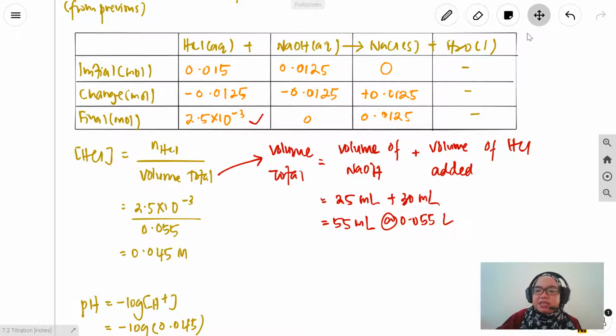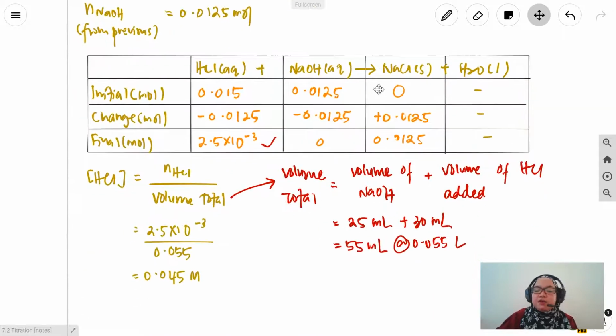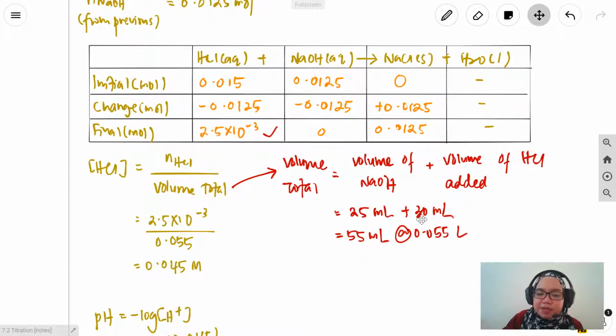So, yang berapa itu tadi HCl added? 30 ml. All of them. Okay, 30 ml. So, 25 ml plus 30 ml is equals to 55 ml or 0.055 liter. So, bila kita substitutekan dia punya value here, we got the concentration of HCl after the addition of the titration. After the addition of acid is 0.045 molar.